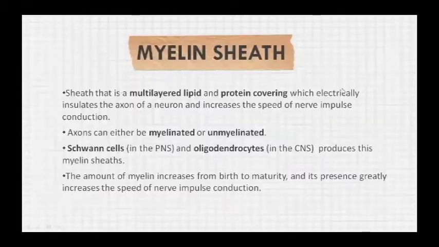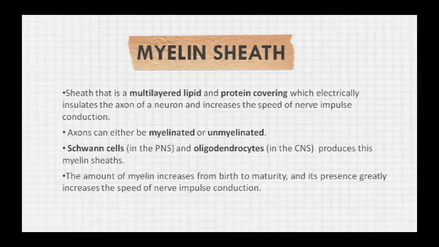A while ago, we have heard about the myelin sheath how many times? So this time, let us discuss what the myelin sheath is. This sheath is a multi-layered lipid and protein covering which electrically insulates the axon of a neuron and increases the speed of nerve impulse conduction. So basically, this myelin sheath is the one that helps on the speed of the travel of the nerve impulses.